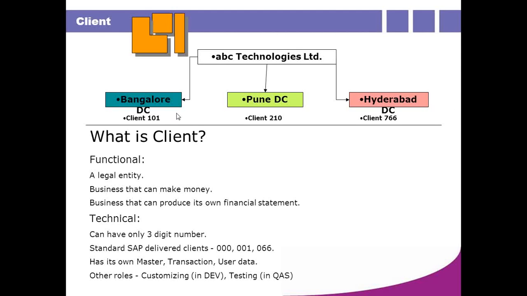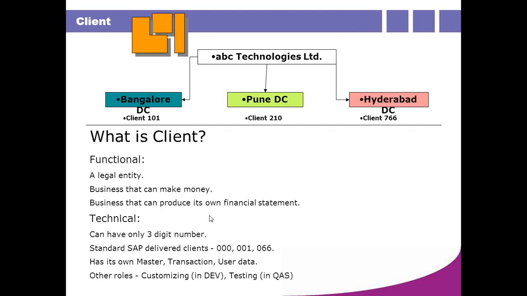By default, we will get three clients with the SAP installation. That is 000, 001, 066. Any product you install, you will get these default 3 clients. You are installing SAP means you are getting these 3 clients. Client is a 3-digit number, which is having the number range from 000 to 999. That means totally maximum we can create up to 1000 clients.